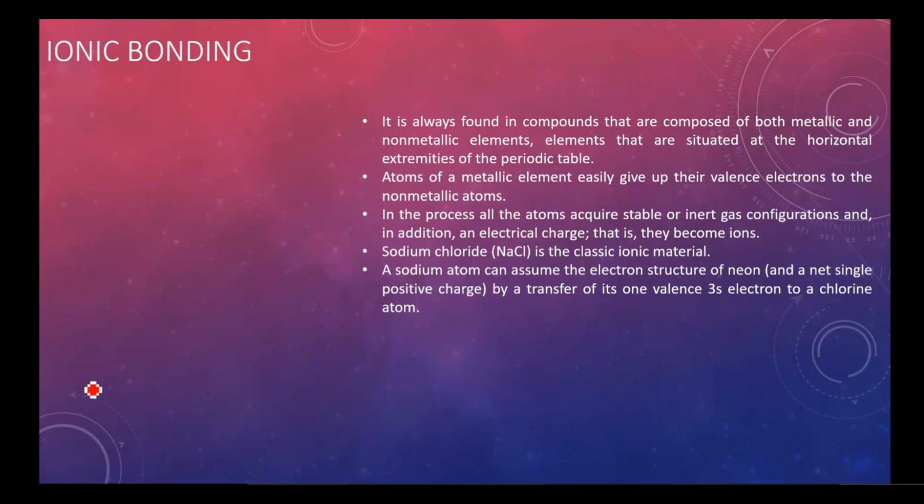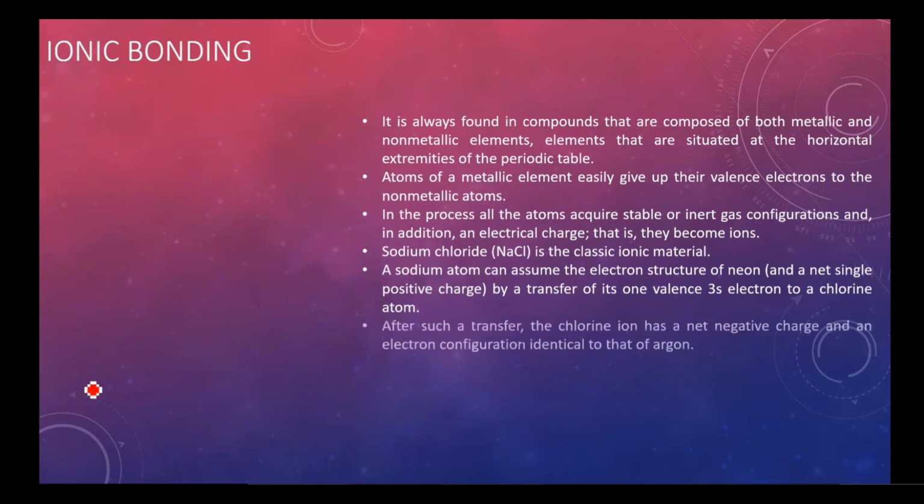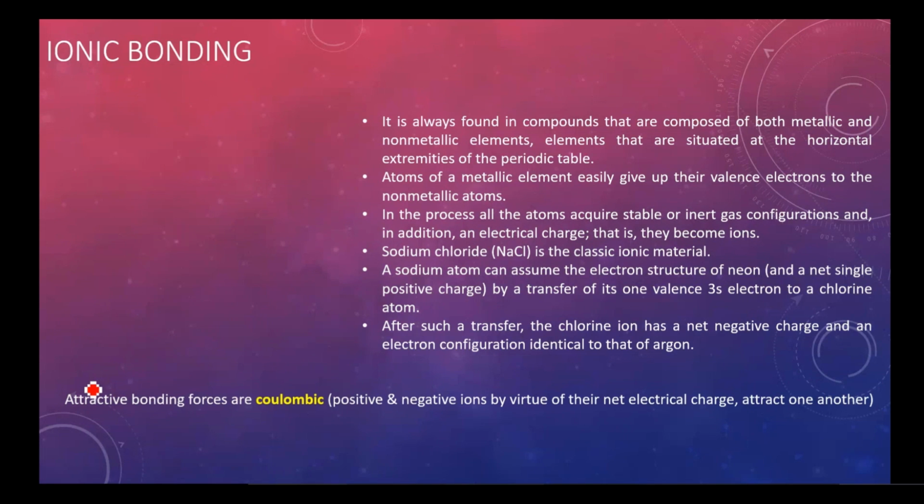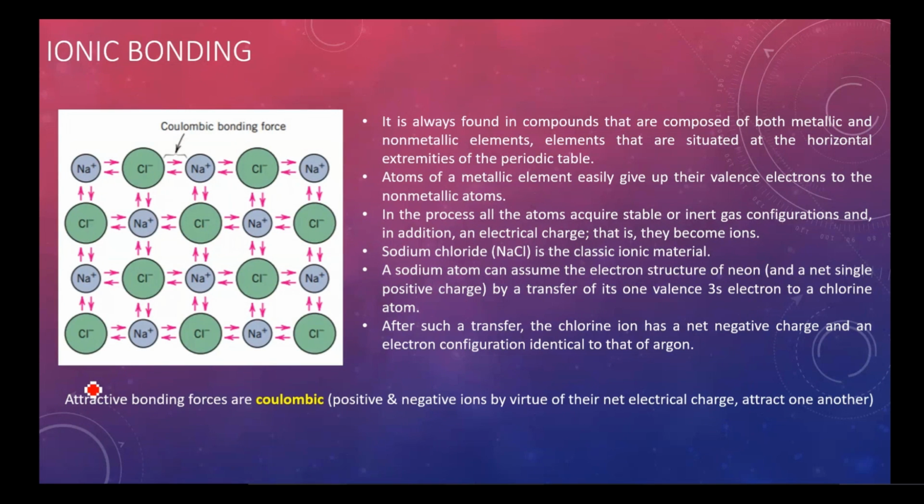They eventually achieve the stable electronic configuration, and this is the case for sodium and chlorine to form a sodium chloride bond. This is a bond based on the Coulombic attraction between positive and negative ions, by virtue of the net electron charge. So they have a stable electronic configuration by losing an electron and by taking up an electron.